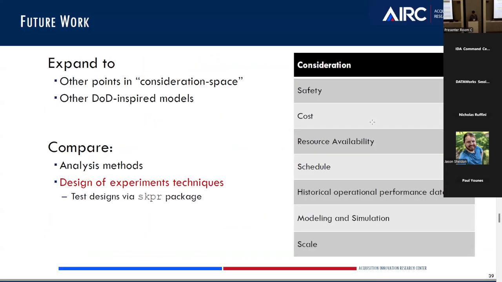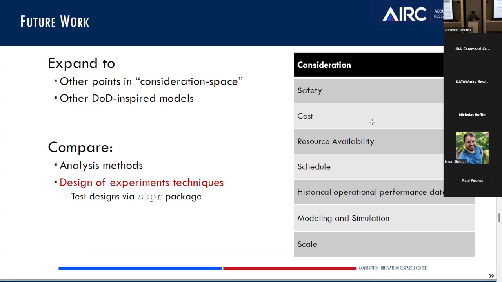Where do we want to go from here? So we have this DoD-ish data generation capability, right? So we want to experiment with different places in this consideration space that I mentioned. We want to use it a bit more to look at design of experiments. Everything I showed you today was with optimal design at each phase. So it would be interesting to maybe look at a more sequential design, that kind of thing.